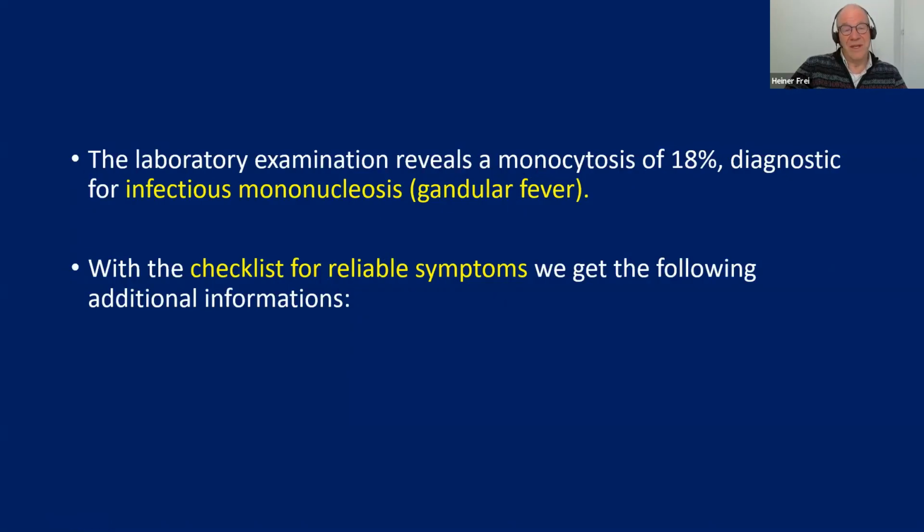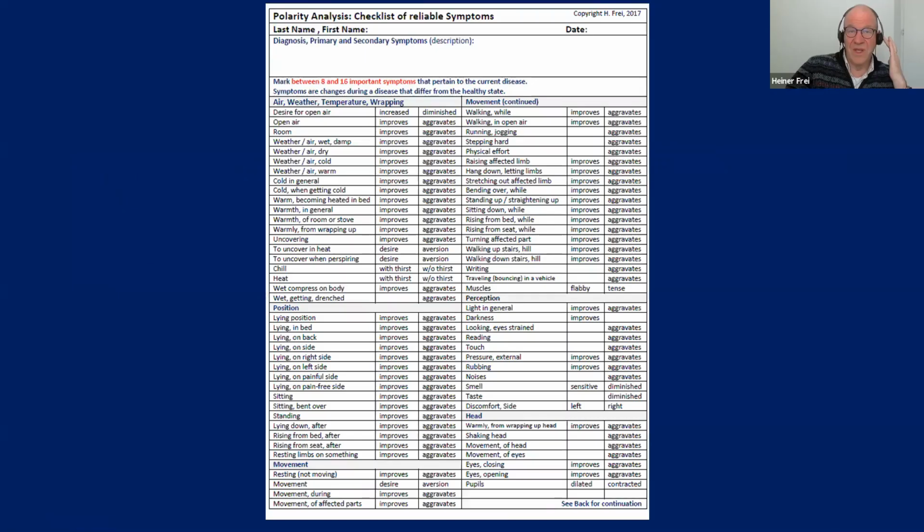Now, the mother gets a checklist with reliable symptoms, and she has to mark on this checklist what she has observed now since the child is ill. Here you see the checklist, front side, there is also a back side. It's 160 very good symptoms for remedy determination. And we aim in every case to get between 8 and 16 important symptoms to determine the remedy.